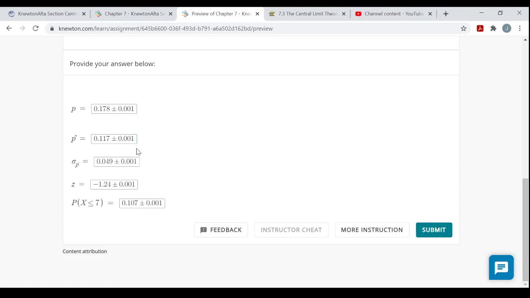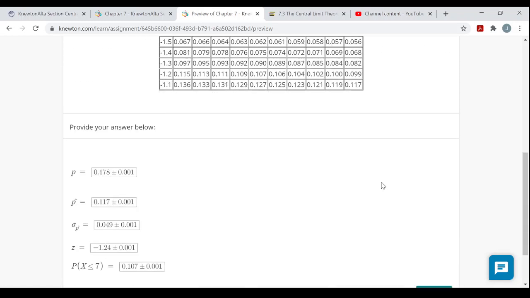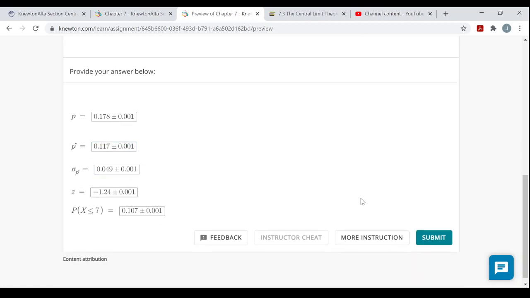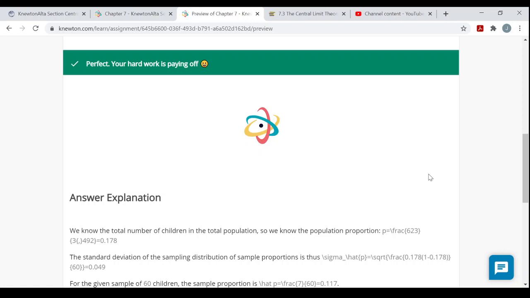Oh, you don't have to enter the plus or minus 0.001. It looks like they're going to allow you to be off by, so maybe you could use the calculator here, and it looks like they're allowing you to be off by a 1,000th in either direction. You don't have to worry about entering the plus or minus 0.001, okay?